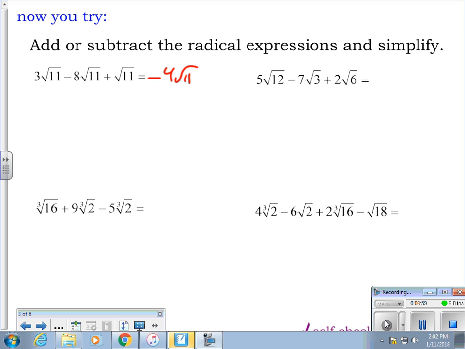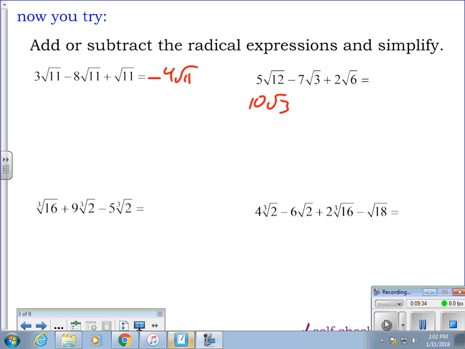Okay. The next one. Ooh, they're not like radicals. Root 12, root 3, root 6. Well, square root of 3 I can't simplify. Square root of 6 I can't simplify. But we can simplify the square root of 12. We've done that often enough. You should know by now that root 12 is 2 root 3. We've done it so many times. At some point, you should start remembering some of these. Okay? So root 12 is 2 root 3. I have 5 of them, so that's 10 root 3.